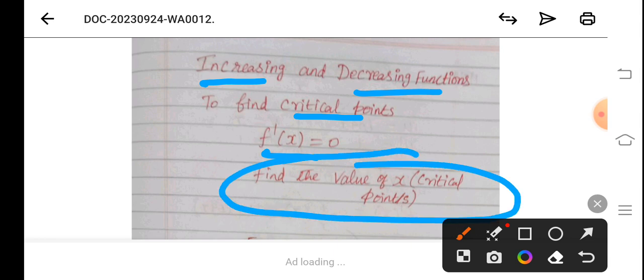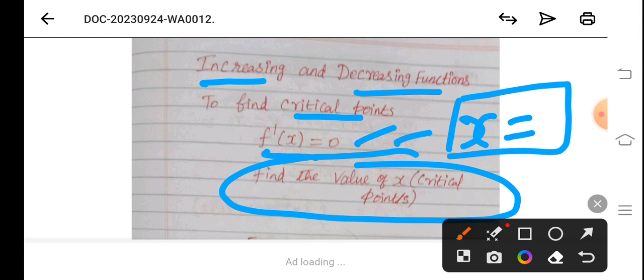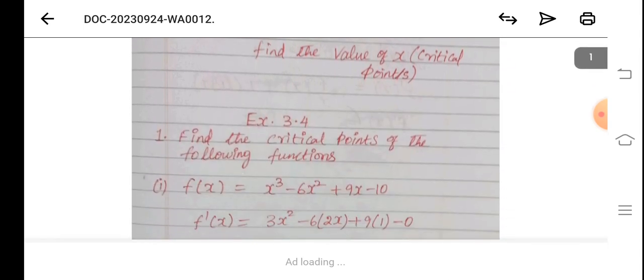Okay, sir, to find the critical point, I should differentiate one time, then equate with 0, then find the x value. That's all you are saying? Yes, that's all. You differentiate once, equate with 0 and get the critical points. You will use the critical points for increasing and decreasing functions.